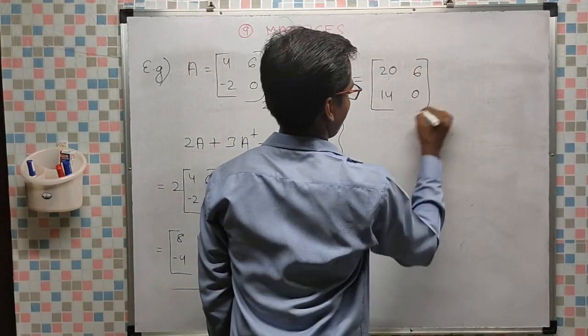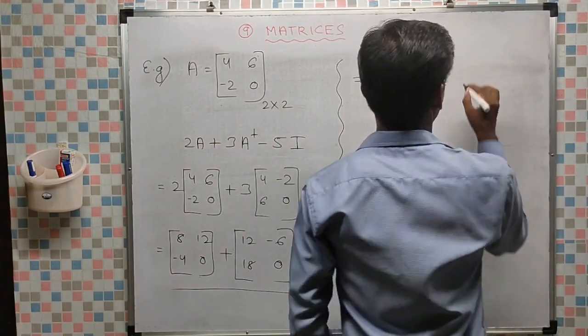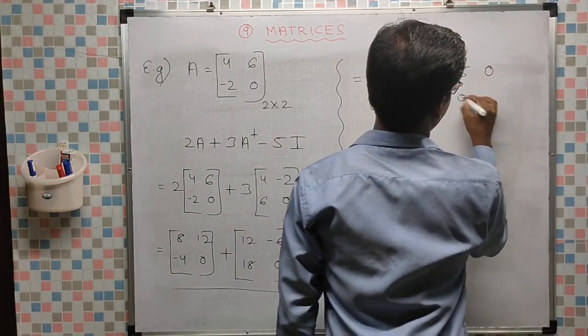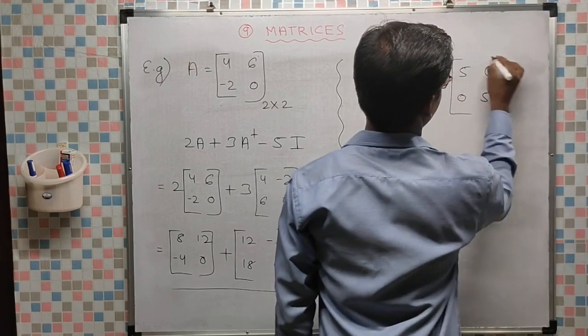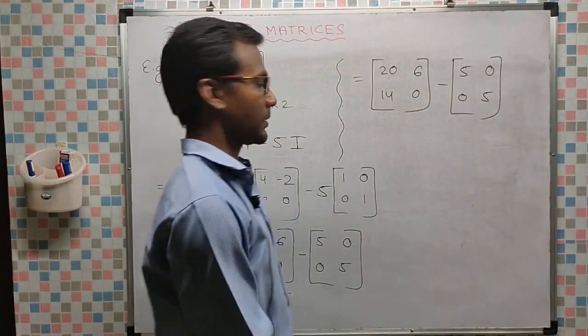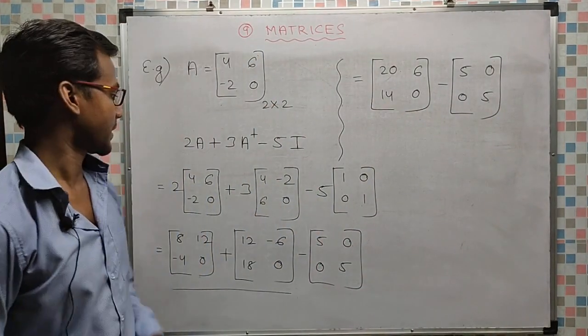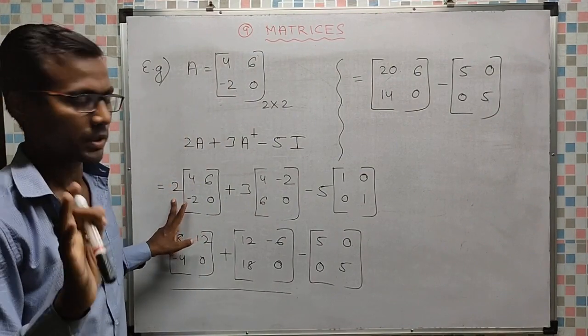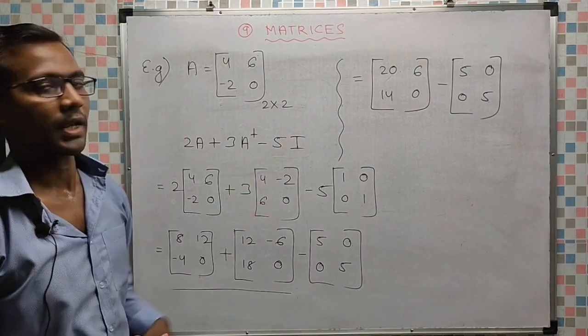So addition is over. Minus 5y. First scalar multiplication was over, then addition was over. Now subtraction, the final one.